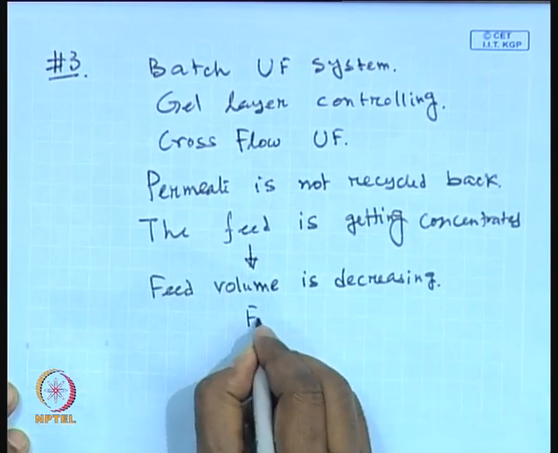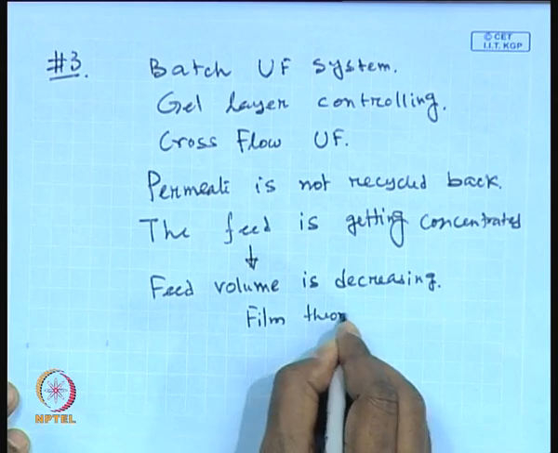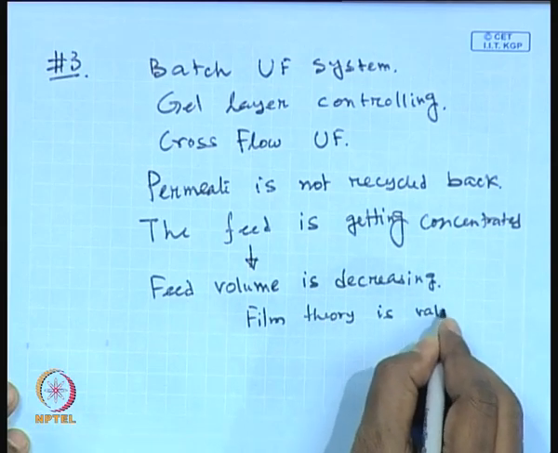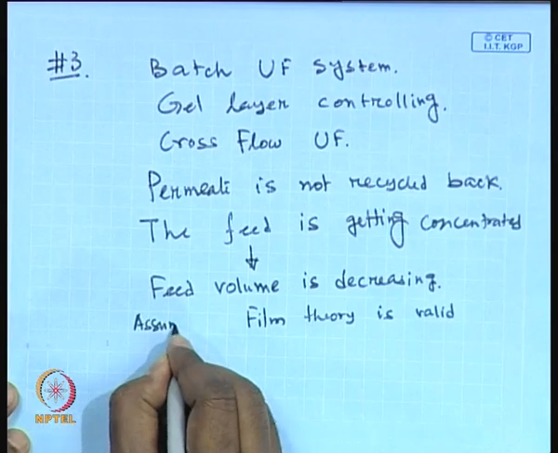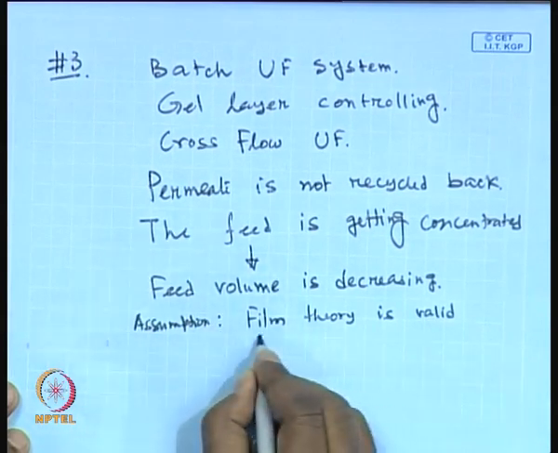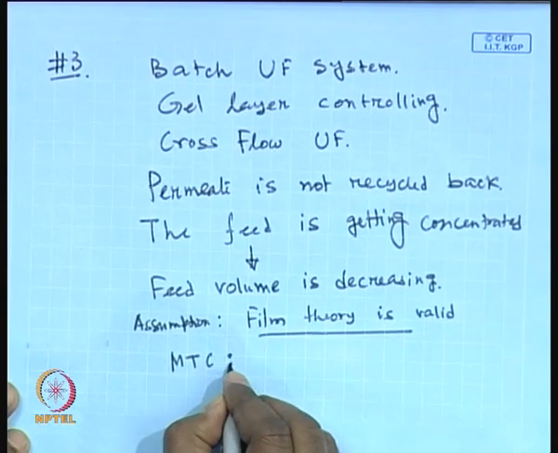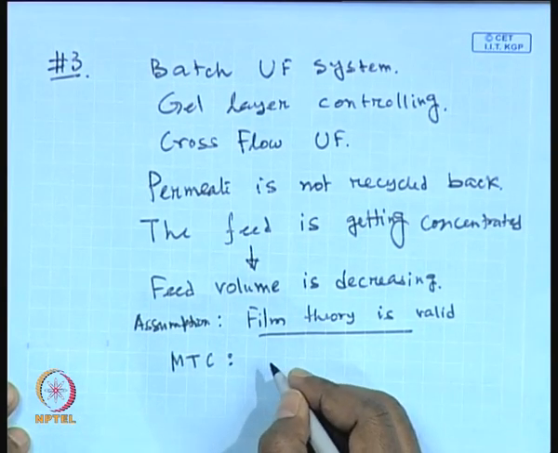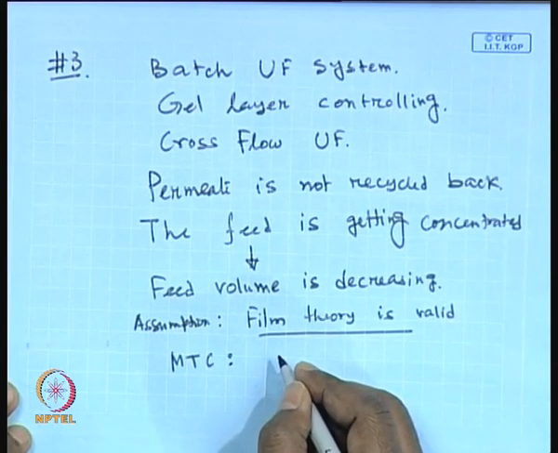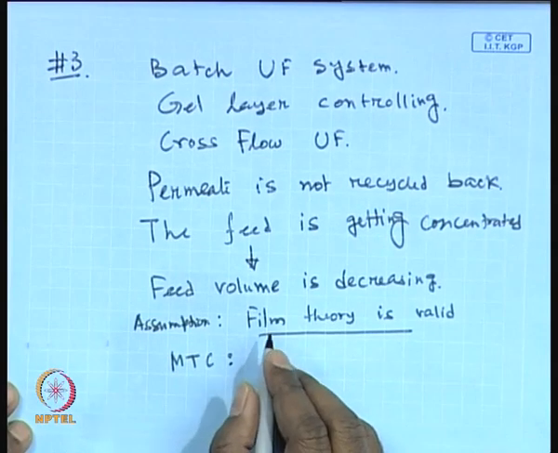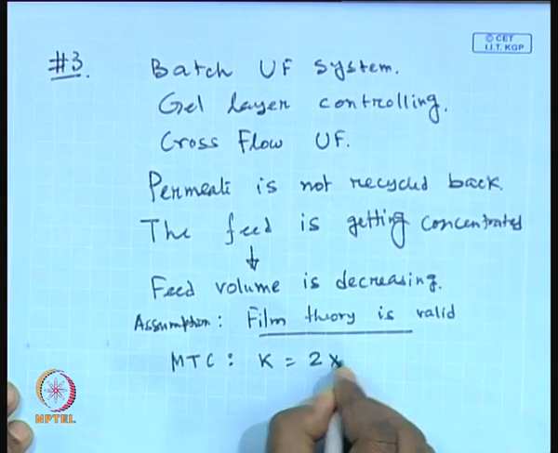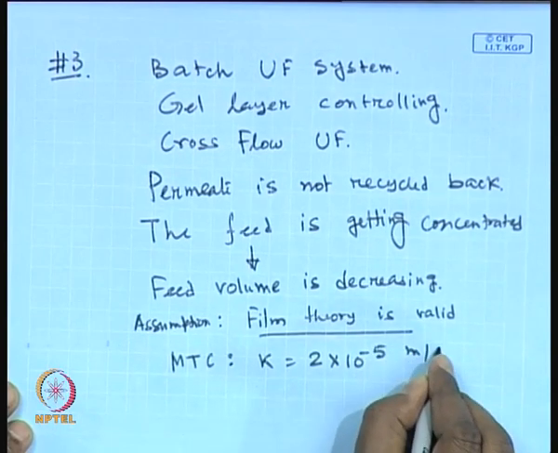And you assume that film theory is valid, that is an assumption. Okay. And the mass transfer coefficient, in this case it is directly given, otherwise if the recycle cross flow velocity is given, you can evaluate the Reynolds number and select an appropriate mass transfer coefficient or Sherwood number relationship and evaluate the mass transfer coefficient. But in this particular problem, value of mass transfer coefficient is given as k is equal to 2 into 10 to the power minus 5 meter per second.